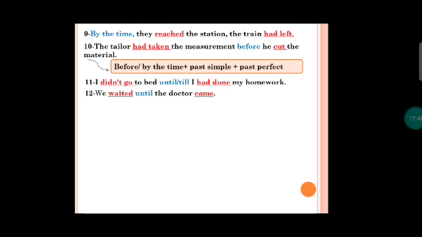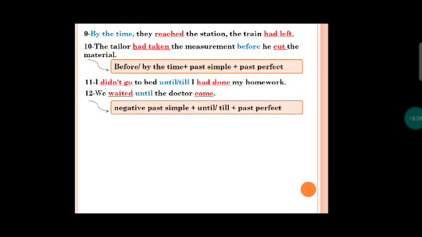We waited until the doctor came. Until, if what comes before until is affirmative past simple, without negative, what comes after must be past simple, not past perfect. So negative past simple, until, plus past perfect.